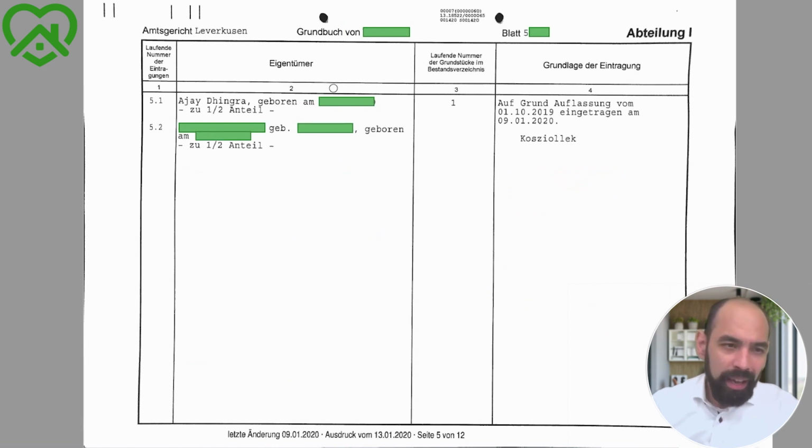Let's have a closer look at what I own. We are the 5th owner of this apartment. You already see 5.1, 5.2, which means there is more than one owner. In this case, myself and my wife, we own the apartment half each, right? So 50% she owns, 50% I own.